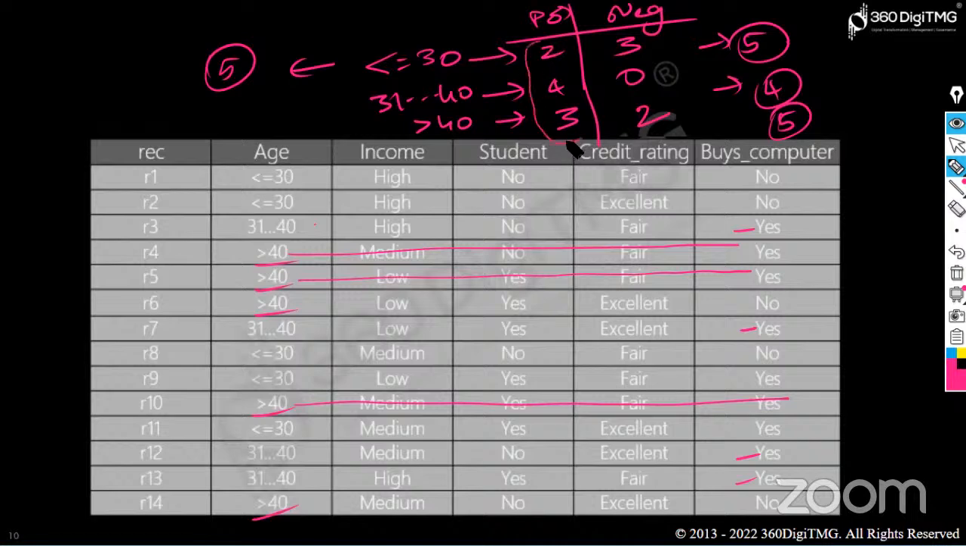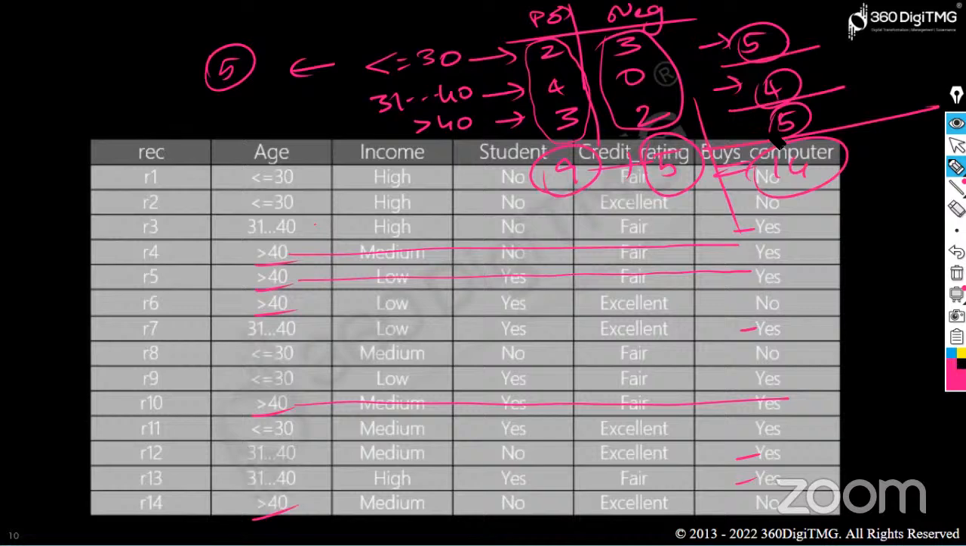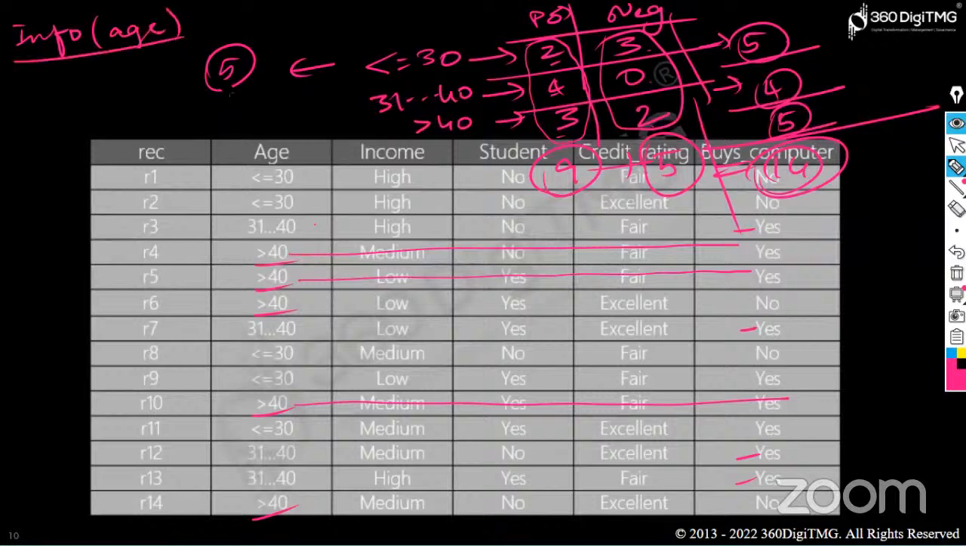So you can see that when I calculate this value, you will be getting 9, and when I add this value, you will be getting 5. So 9 plus 5, 14. So you are getting here 14, and 5 plus 4 plus 5 is also 14. So this is how you calculate these values: 2, 3, 4, 0, 3, 2. And you will apply information gain for that particular attribute, that is age. So you need to calculate the information gain value.